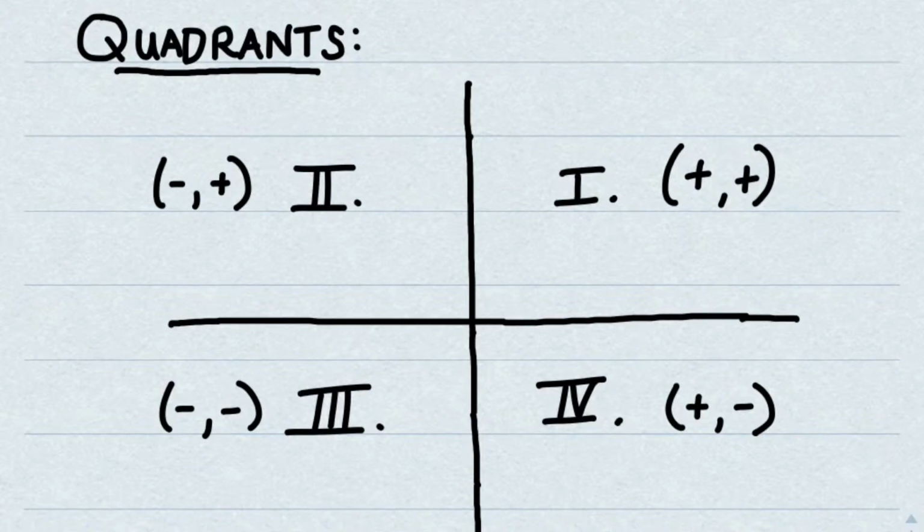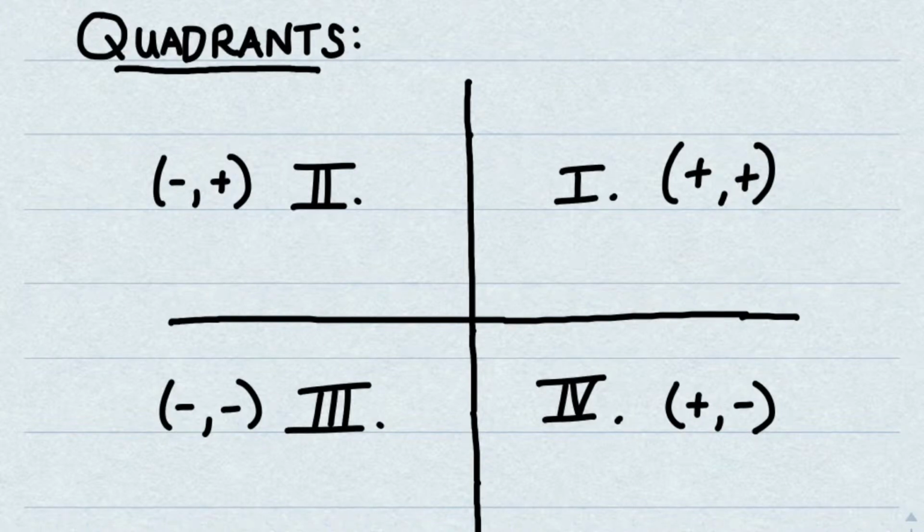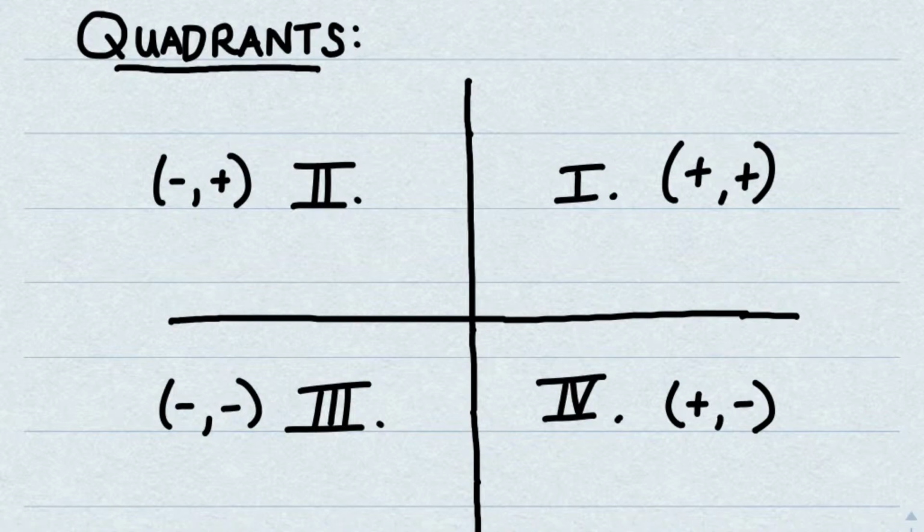An important note before beginning any problems is that x and y are the only two variables that can be negative. R, anytime you're trying to find r, it can never be negative.